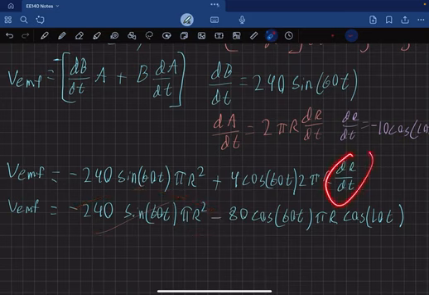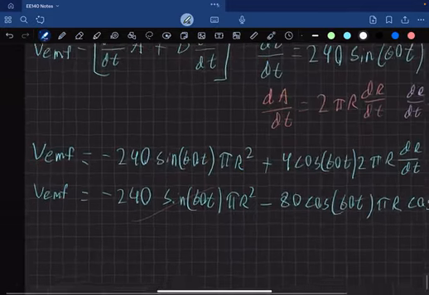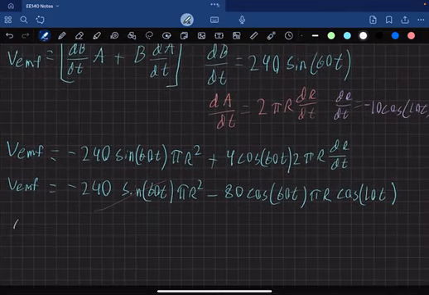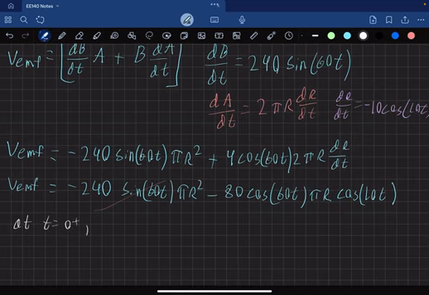So our dr/dt comes from our dA/dt, right? So we know that, let's write this out. At t equals 0 plus, we have figured out that dr/dt dominates. Now, what do we do with this information?